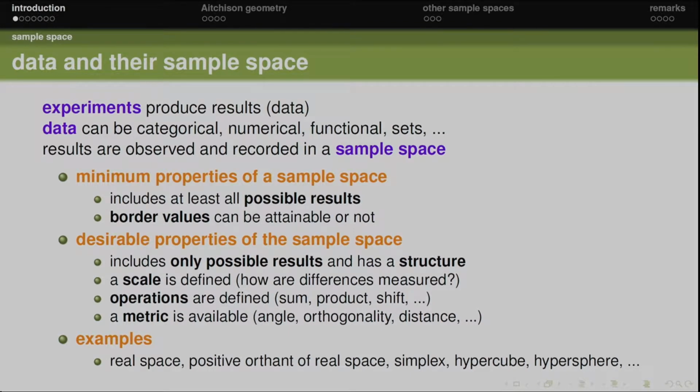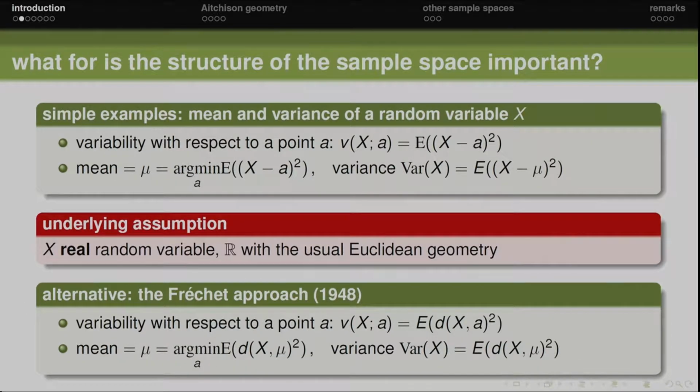The typical real examples that we have are real space, the positive orthant of real space. We just heard about the simplex, the hypercube, the hypersphere, and others. Why is the sample space so important? Just two elementary examples. There are many more, but these are well known.